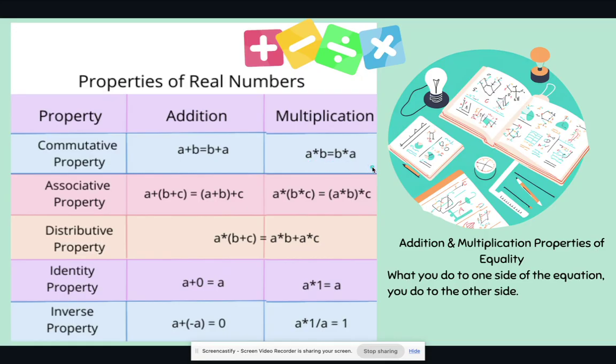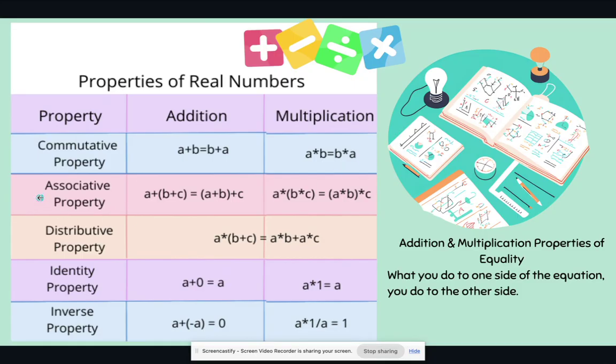It doesn't matter which order you do it, it's still going to give you the same answer. 3 times 7 equals 7 times 3. 3 times 7 is 21. 7 times 3 is 21. Go ahead and write that down and then come back when you are ready to move on to the associative property.